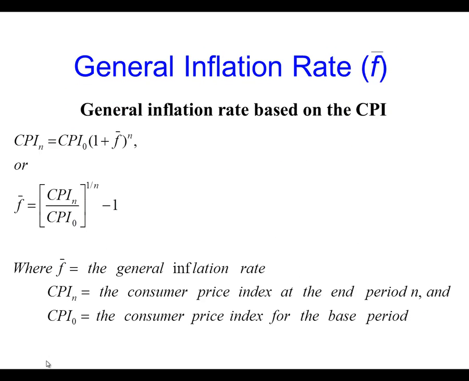We can use the consumer price index to calculate the general inflation rate, f average or f prime. This average inflation rate is calculated on the basis of CPI, or consumer price index. That's why it's different than the average inflation rate for a specific product, where CPI at year n is equal to CPI at year 0 multiplied by 1 plus average inflation to the power n. So the general inflation rate will equal CPI n divided by CPI 0, to the power 1 over n, all minus 1.